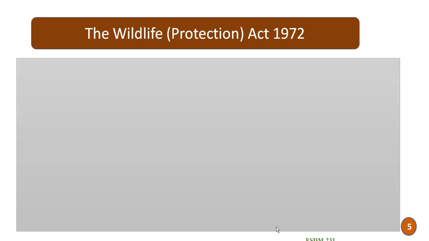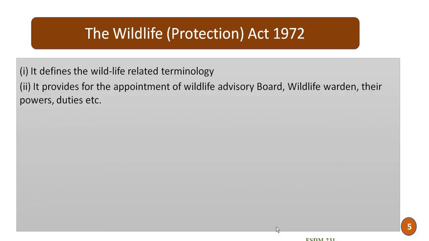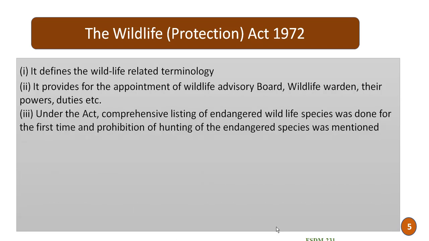Then let us see the first act passed by the Indian government, which is the Wildlife Protection Act 1972. It defines the wildlife related terminology. Then it provides for the appointment of the wildlife advisory board, wildlife warden, and their powers and duties in detail. So this Act details everything about wildlife, their constitution, structure, and the authorities, powers and duties.